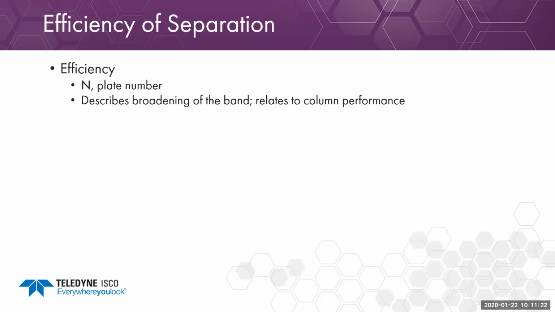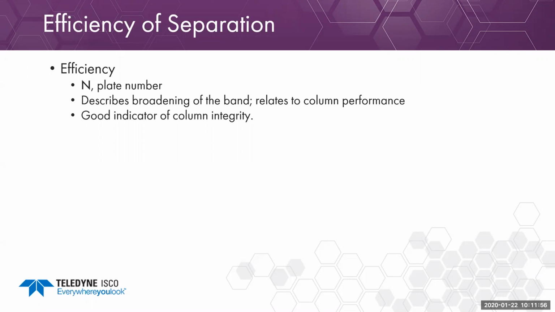The last component of the resolution equation is efficiency. With prep HPLC, we already have greater plate number performance in our flash columns because we're working with smaller particle sizes. The efficiency effectively describes the broadening of the band, and this ultimately relates to column performance. The one nice thing about efficiency with columns that you're reusing is that it's a good indicator of column integrity.